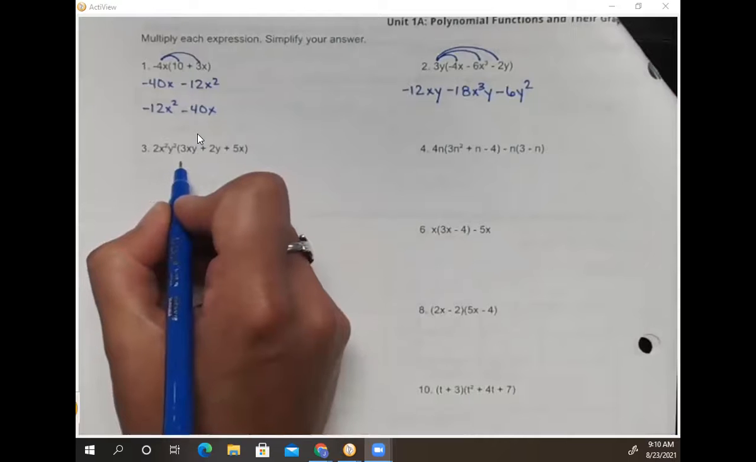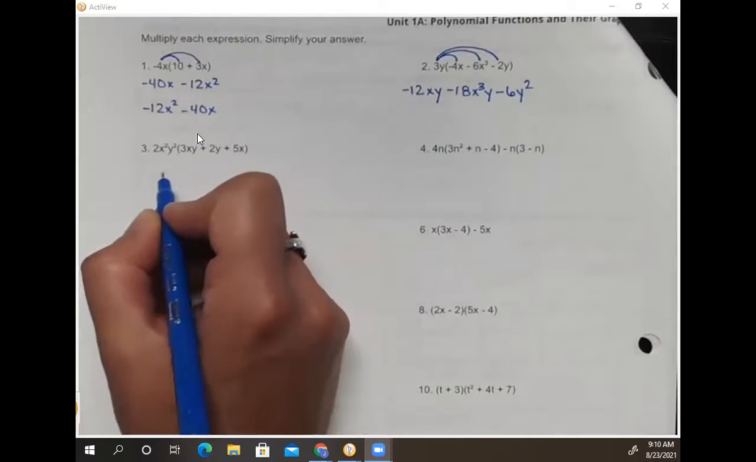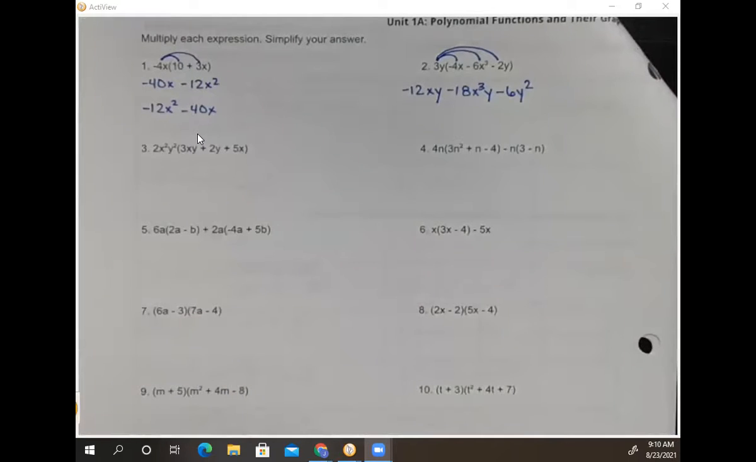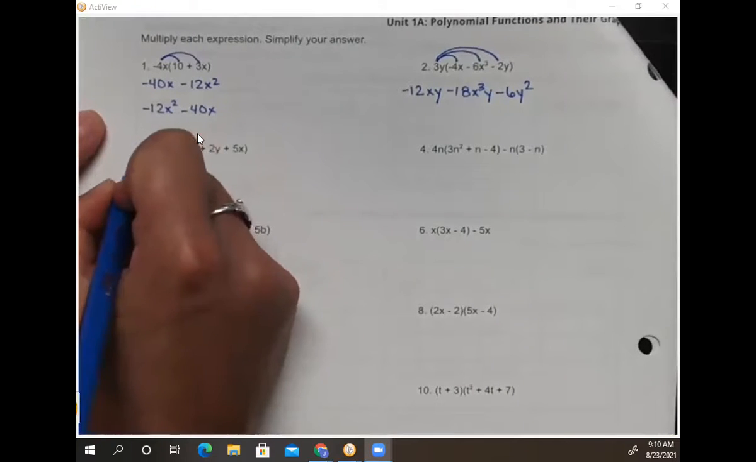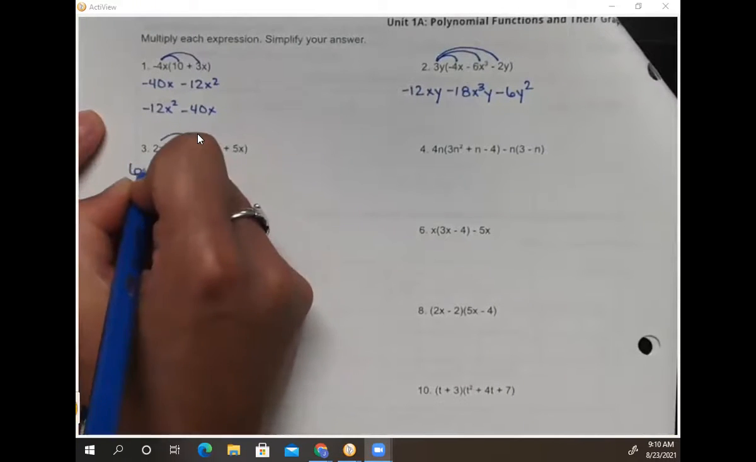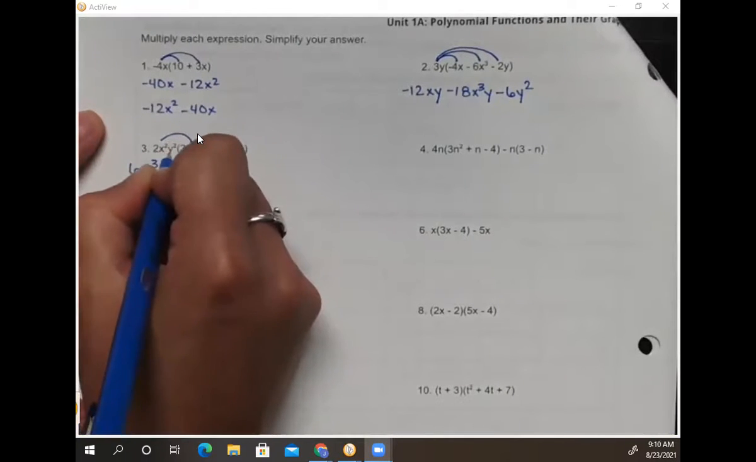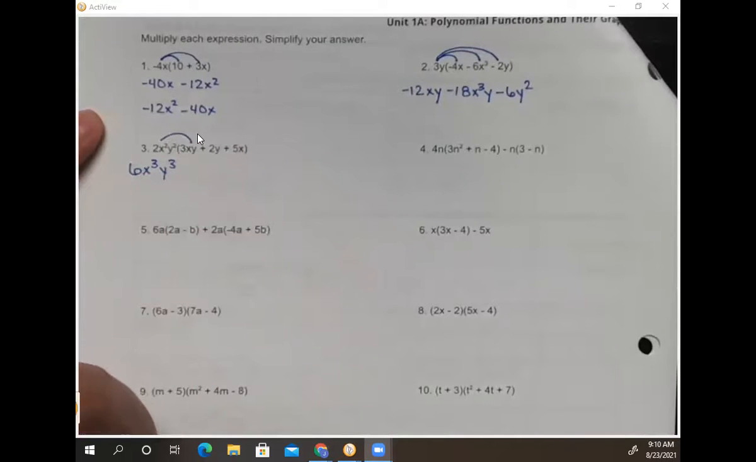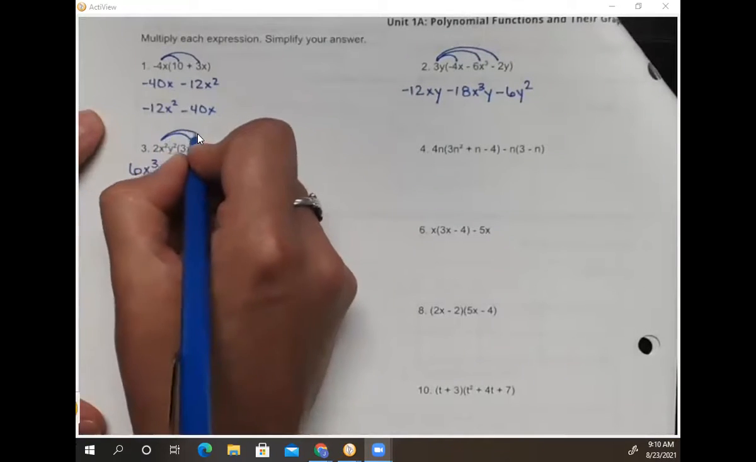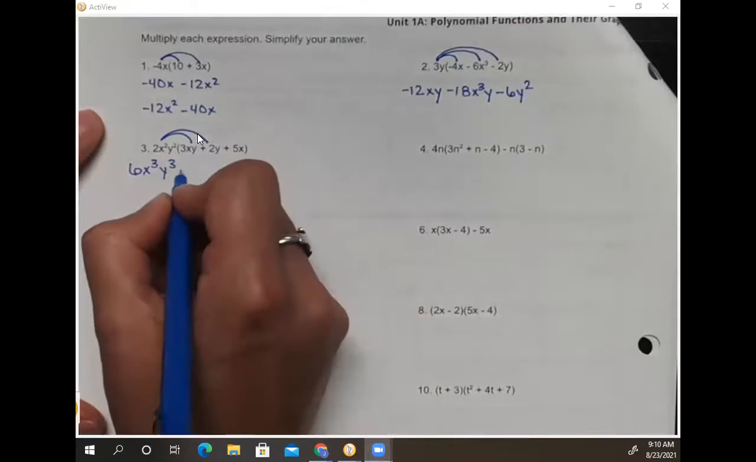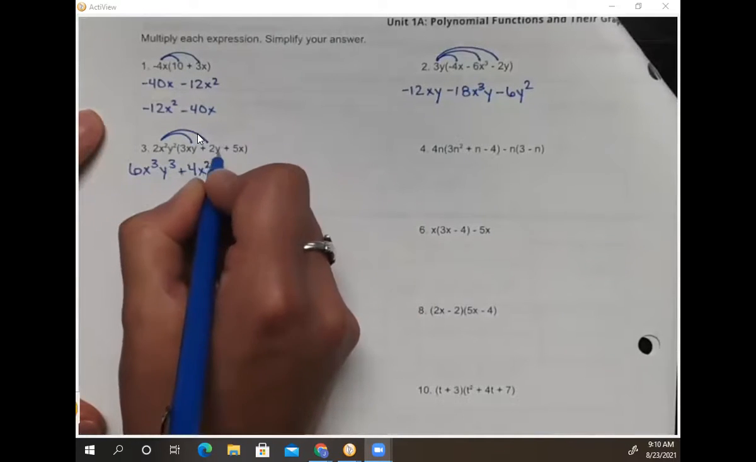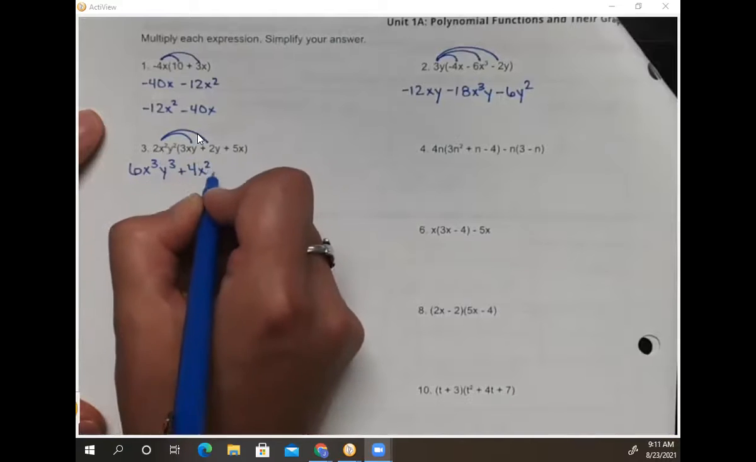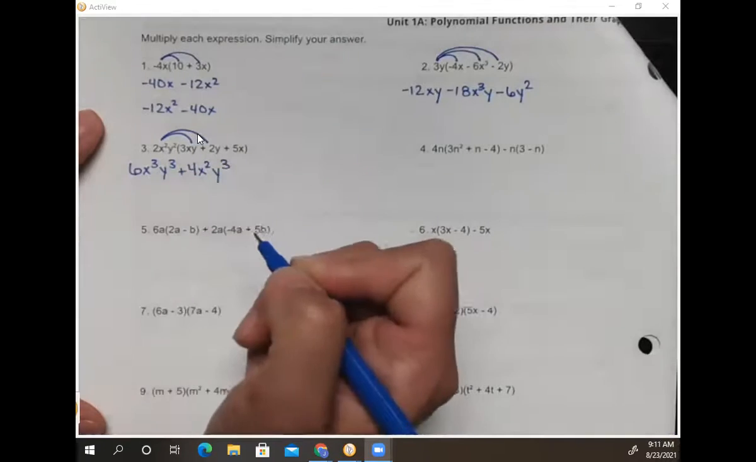Number 3, again, similar idea. I've got multiple variables here. I'm just going to distribute. So 2 times 3 would give me 6. X squared times x gives me x cubed. And y squared times y gives me y cubed. Now, when I multiply again, this would be plus 4x squared. I don't have any x's here. And then y squared and y would be y cubed.